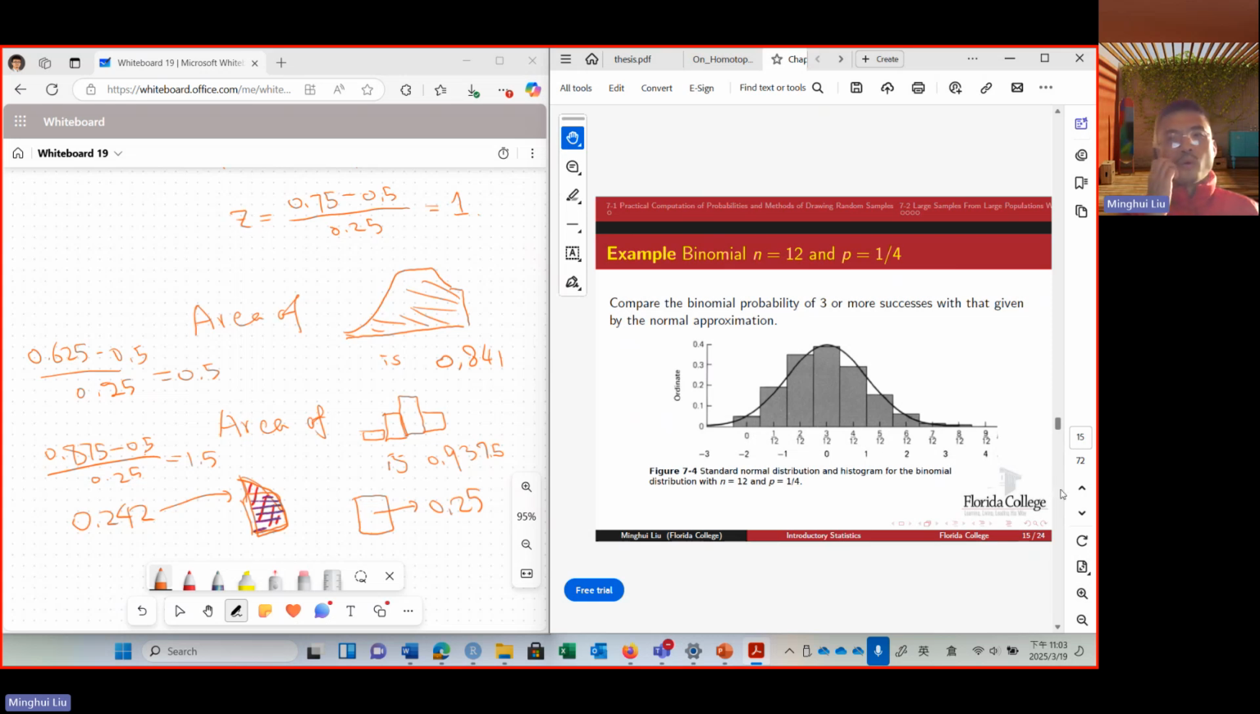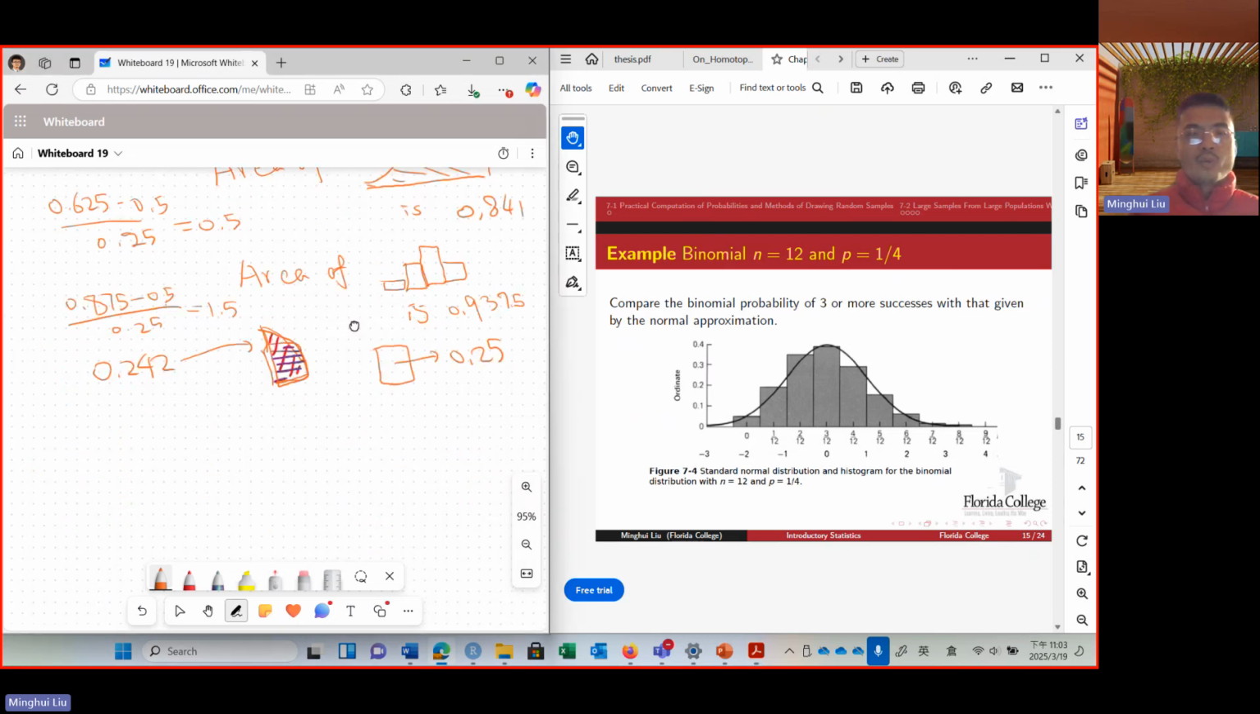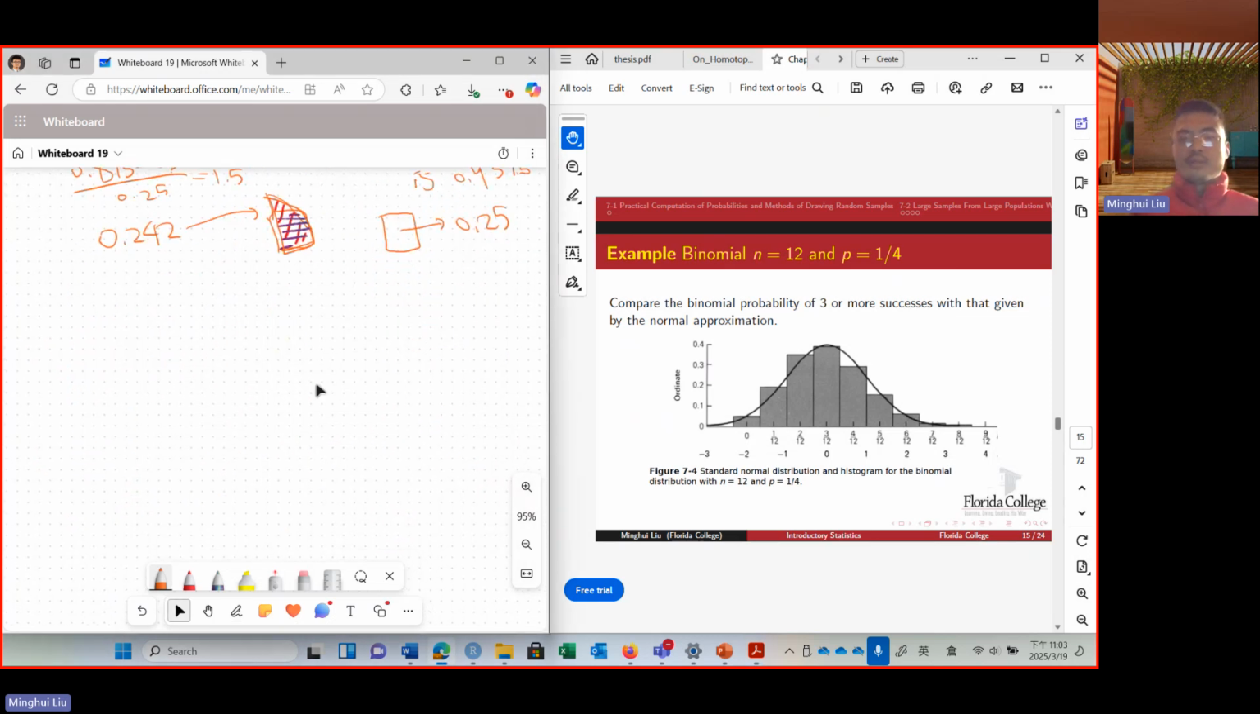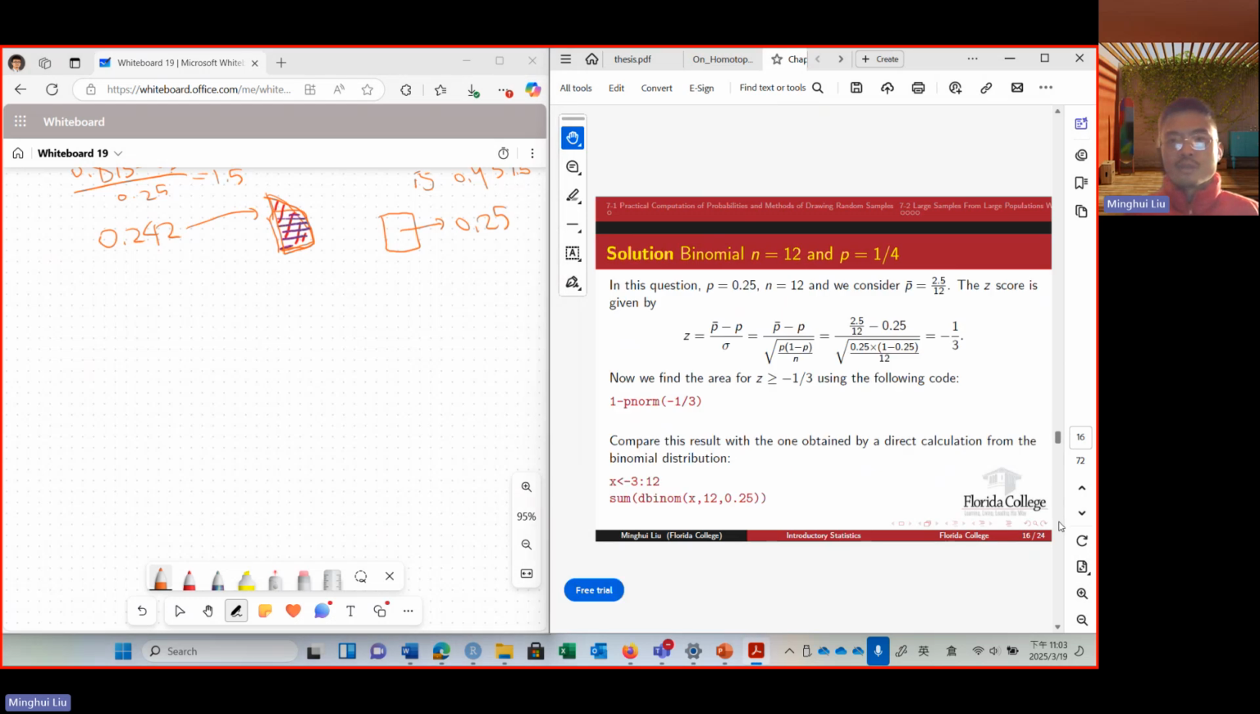And now we want to compare the binomial probability of 3 or more successes with that given by the normal approximation. So we're going to do two things: we're going to do the binomial and the normal, and we should get some very similar results. So let's take a look at the solution.